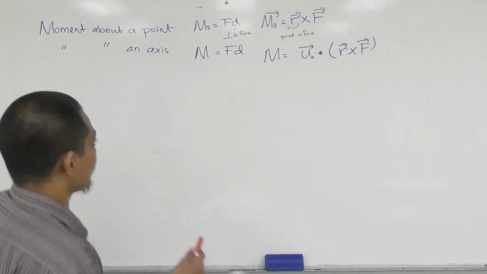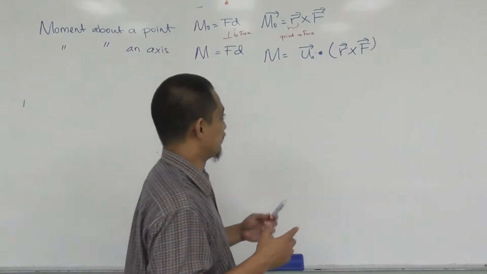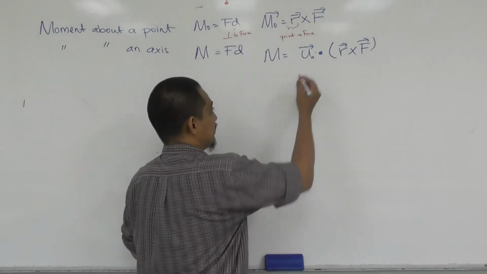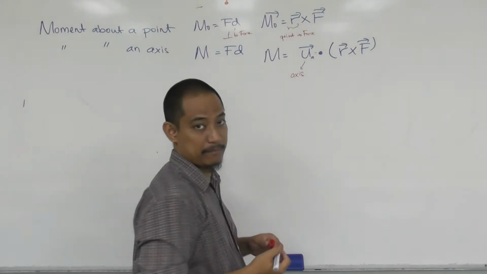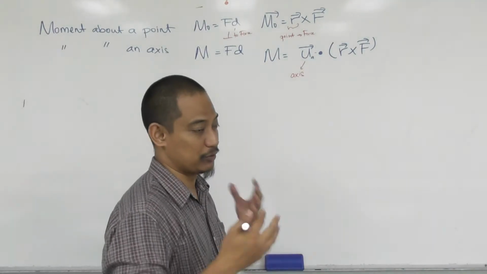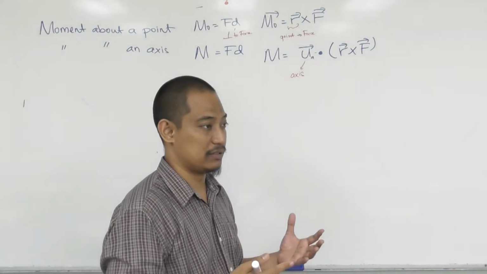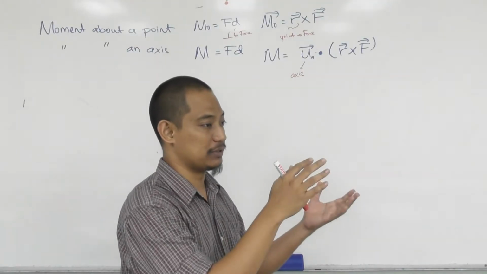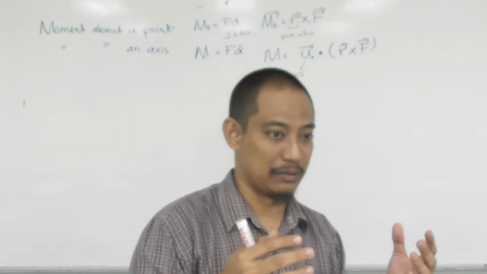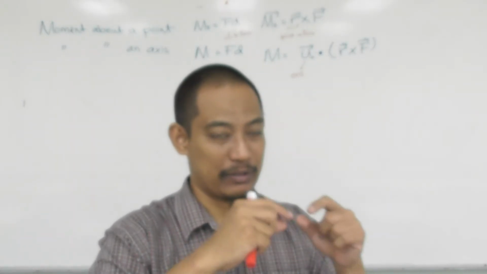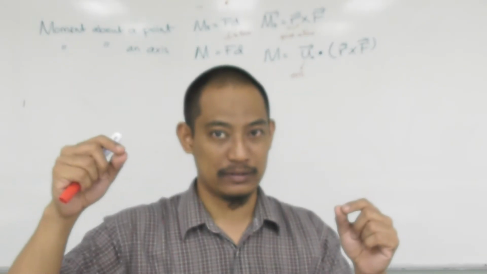Okay, the meaning first, right? This is the unit vector for the axis, right? The unit vector of the axis. So the question will give you, find the moment of this force about this axis, of this line, whatever the question gives. For example, about line AB, right?